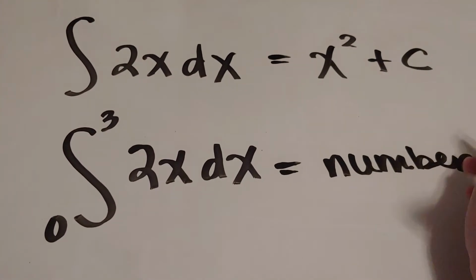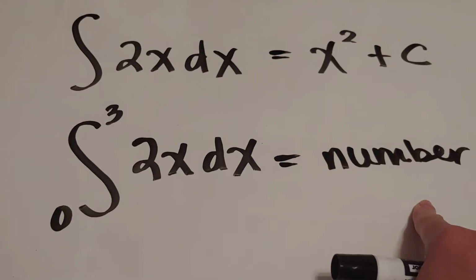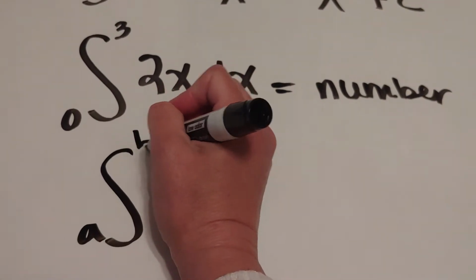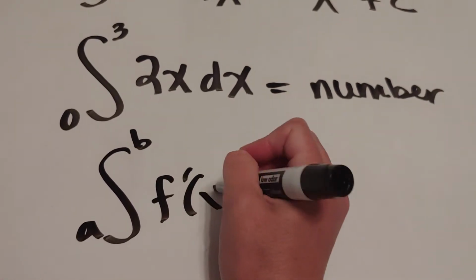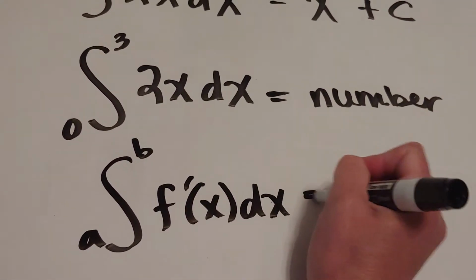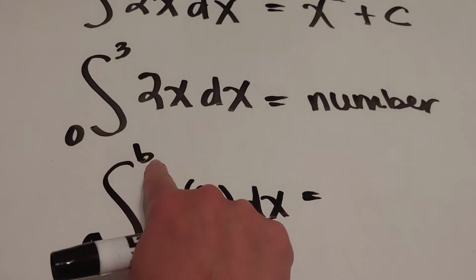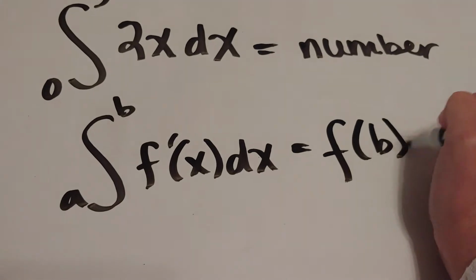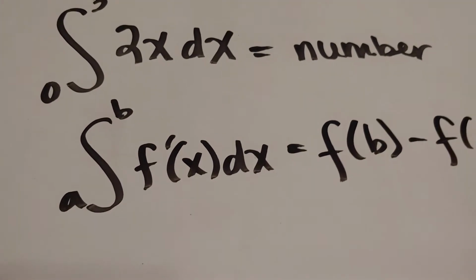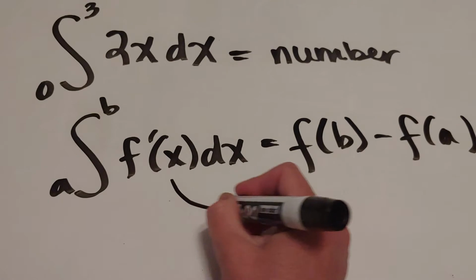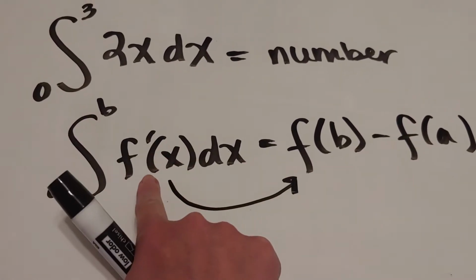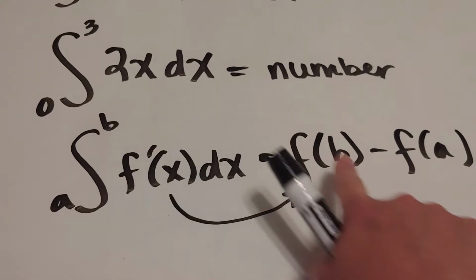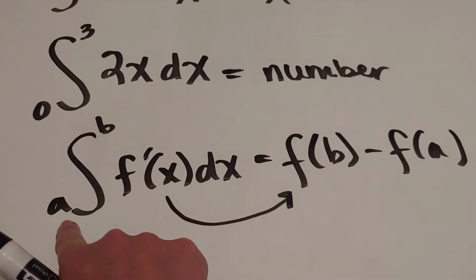Okay. How that works is it's called the fundamental theorem of calculus. And it says that if you have a derivative inside here, and you have, these are called limits from a to b, then your answer is f of b minus f of a. What that means is that you integrate, okay? So my derivative became a function, so I integrate, but then I plug in the top number and then subtract what I get when I plug in the bottom number.